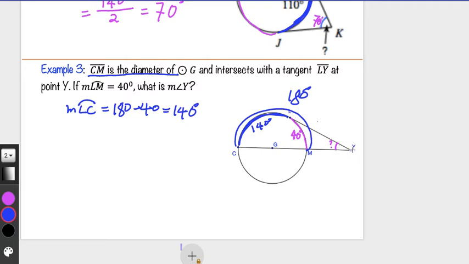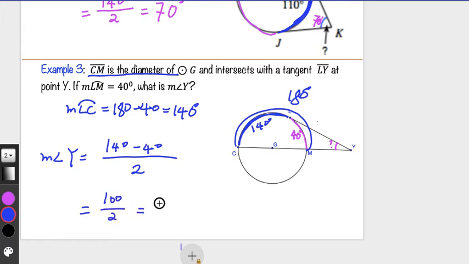Now we have enough information. So the bigger arc is 140, the smaller arc is 40. Subtract, done. Find the difference and then divide by 2. Very important. Always find the difference first, and then divide by 2, which gives 50 degrees. And that's it. That's our answer.